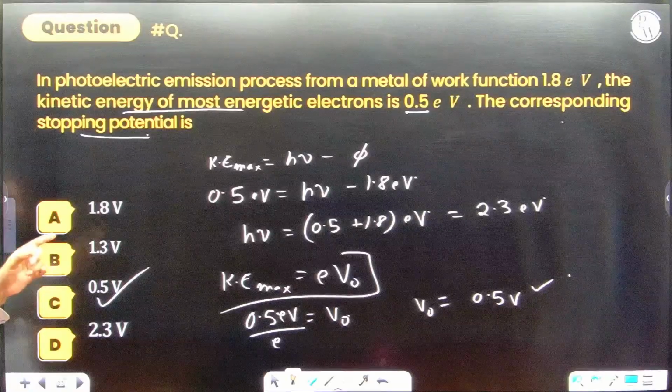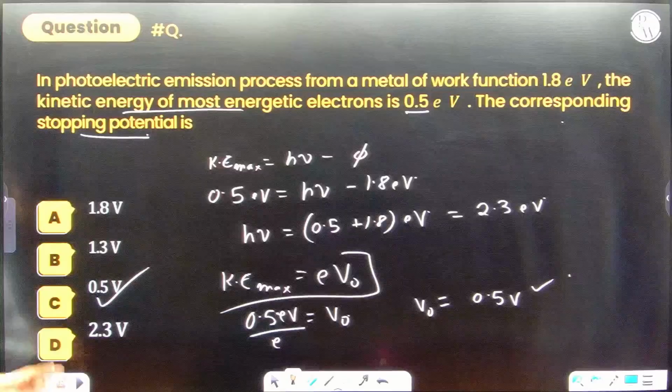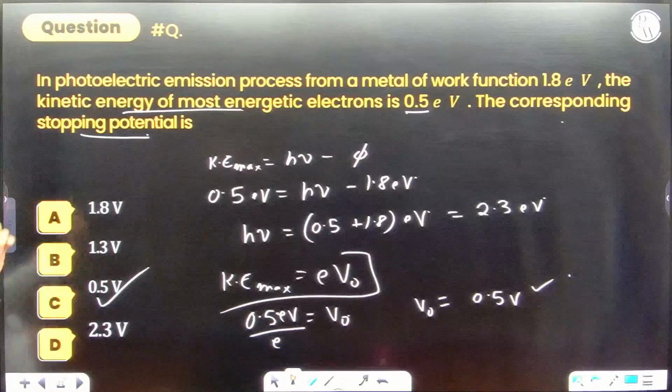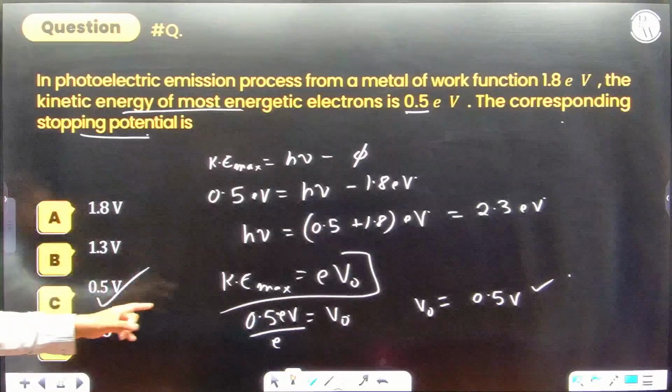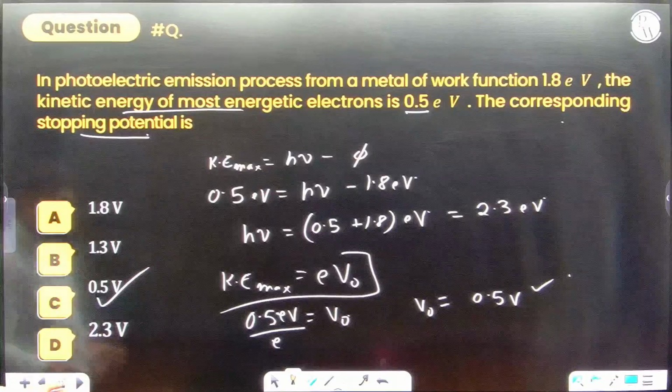I have found the incident energy 2.3. They were not asking about this, they were asking about the stopping potential. Stopping potential depends upon the incident energy, but it is equal to the K max upon the electronic charge. So remember that thing. So the answer will be 0.5.